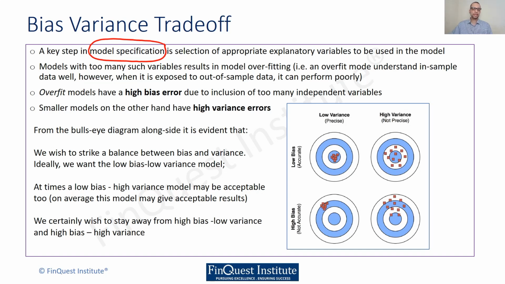I would say any lecture you study on machine learning, the very first or probably the first couple of sessions will always talk of bias-variance trade-off, because this talks about how exactly we choose our explanatory variables in our model. Now, if the model has way too many independent variables or explanatory variables, the problem is we are risking the model of being overfit.